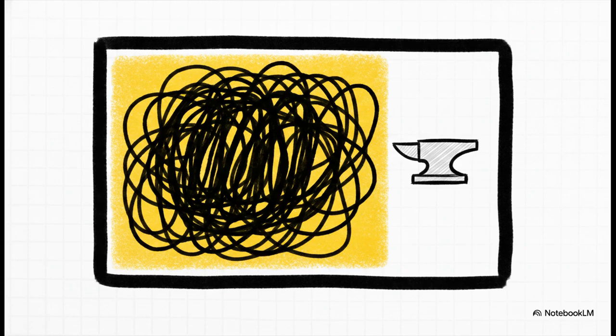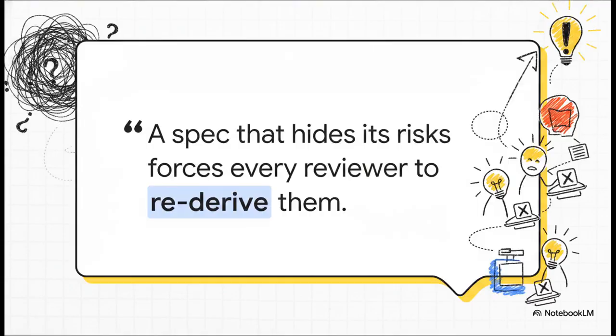Aggressively bold those load-bearing assumptions, the things that if they turn out to be wrong will bring the whole house down. You want to practically hit the reviewer over the head with the irreversible choices you're suggesting. Highlighting these areas saves everybody time and focuses the conversation exactly where it needs to be. Because if you fail to highlight those assumptions, you fall right into a really dangerous trap. A spec that hides its risks forces every single reviewer to rederive them.